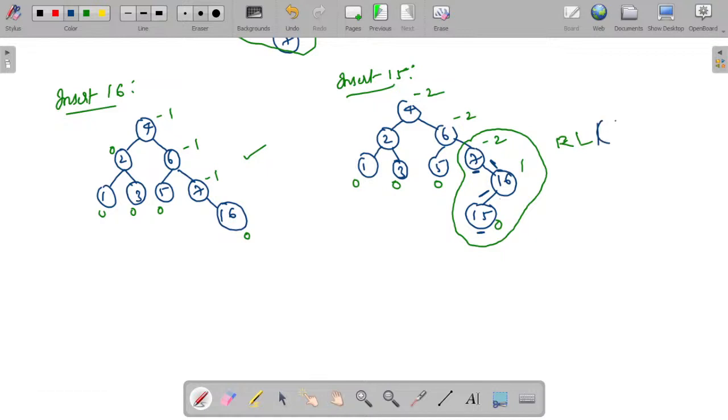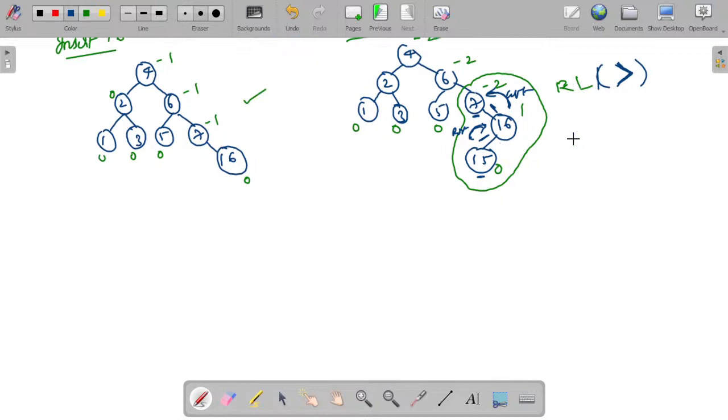Always remember, RL rotation is performed when the tree structure is like this. So first we should perform a right rotation in this situation, which is between the grandchild and the parent node, so between 15 and 16. And then we should perform a rotation between these two nodes. So first a right rotation and then a left rotation. Let us perform these steps. I am writing them here.